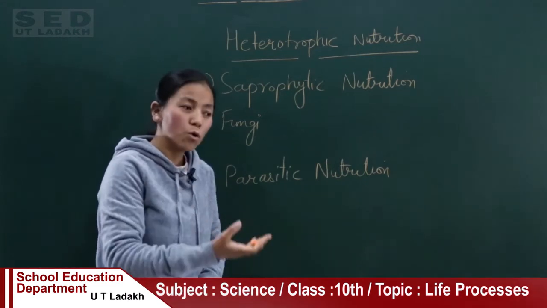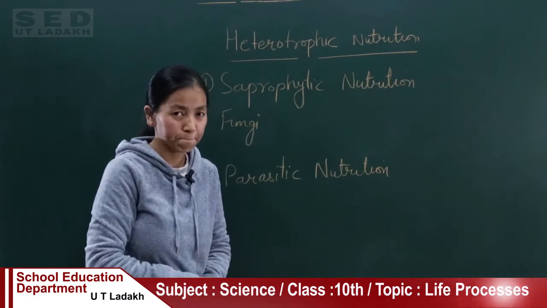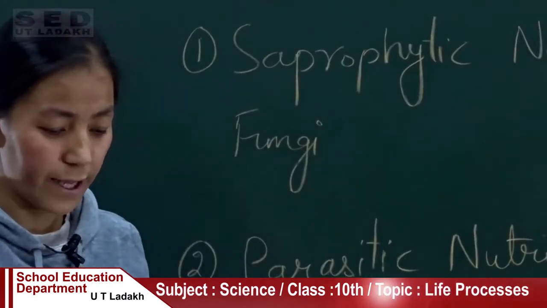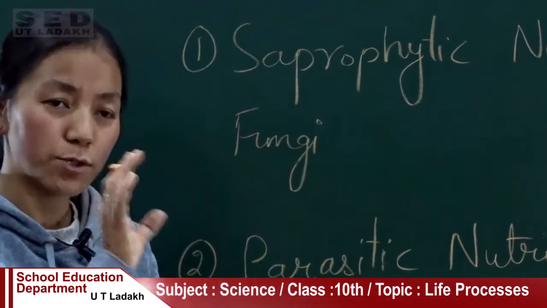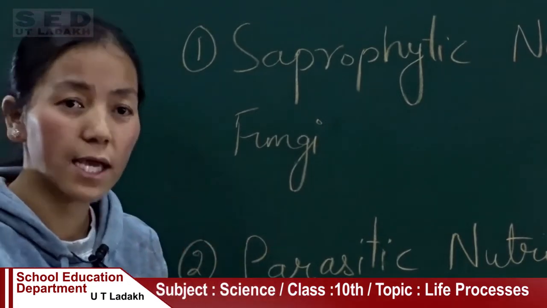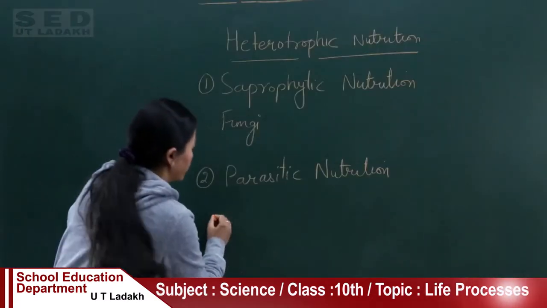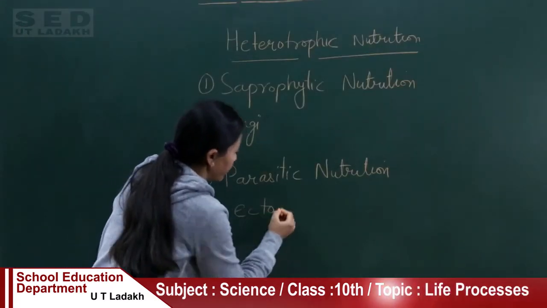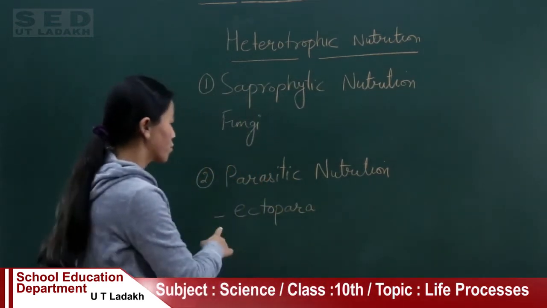That means it harms them and takes nourishment from them. Right? For example, we have organisms that live on the body and inside the body. Some organisms live on the outside of the body and they are known as ectoparasites. Some organisms live on the inside of the body and take all the nutrients from the host organism.